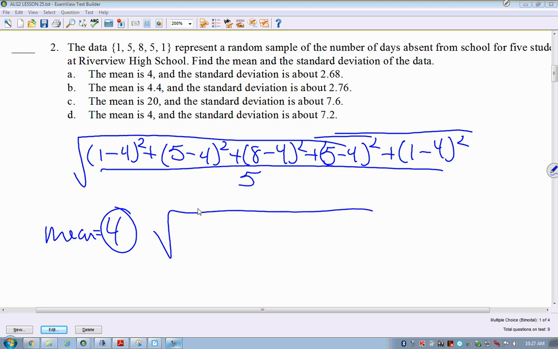1 minus 4 is negative 3. Negative 3 squared is 9. 5 minus 4 is 1. 1 squared is 1. 8 minus 4 is 4. 4 squared is 16. 5 minus 4 is 1. 1 squared is 1. 1 minus 4 is negative 3. Negative 3 squared is 9.